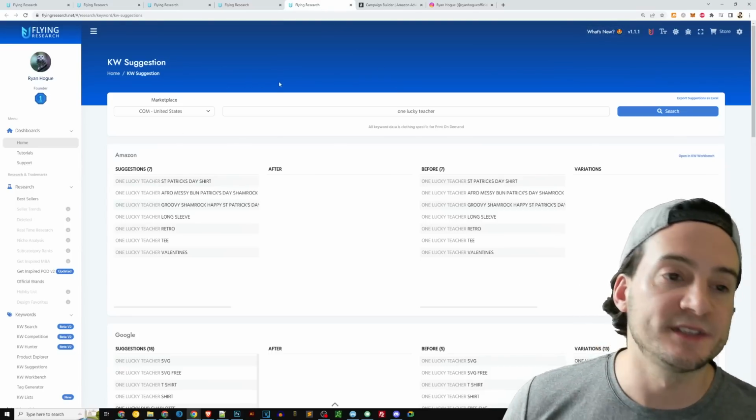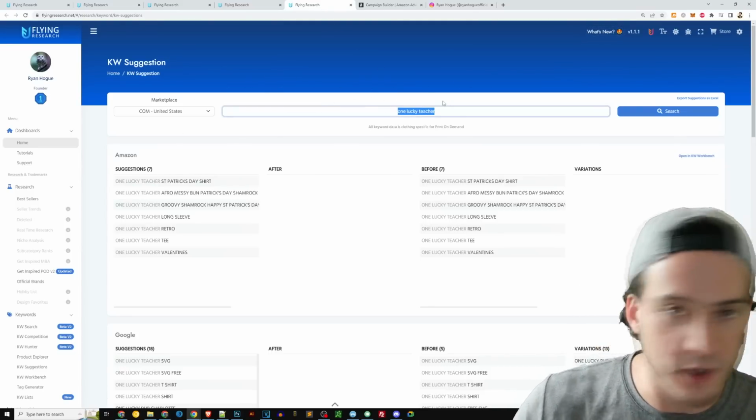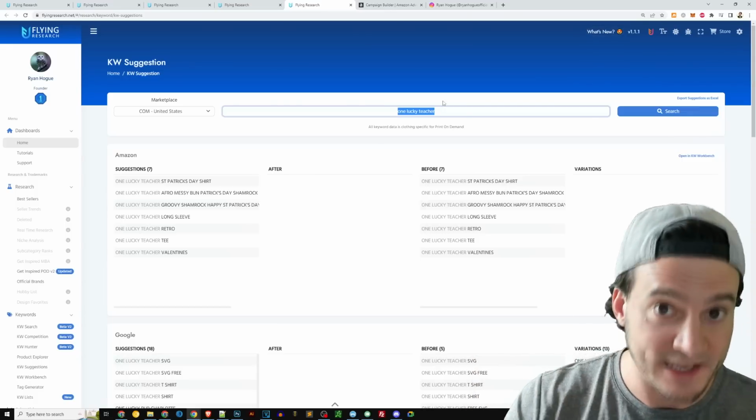They have a keyword suggestion feature. They have a lot of features, all right? In this one, it's what it sounds like. We put in our primary keywords. This is the one, lucky teacher is the niche.